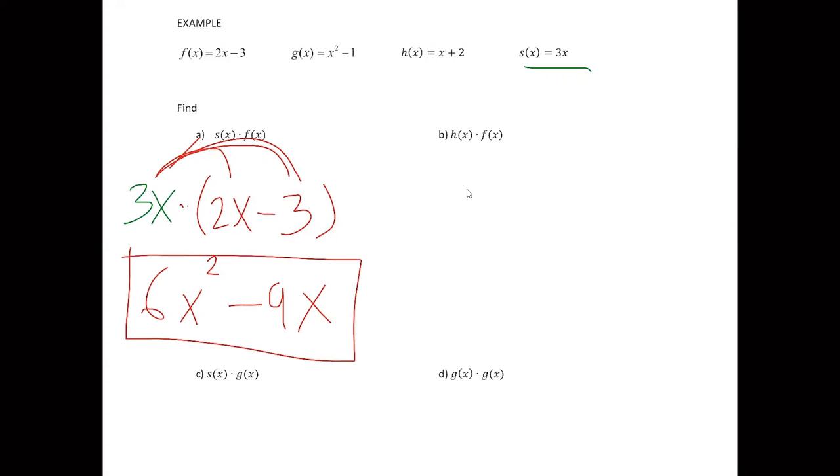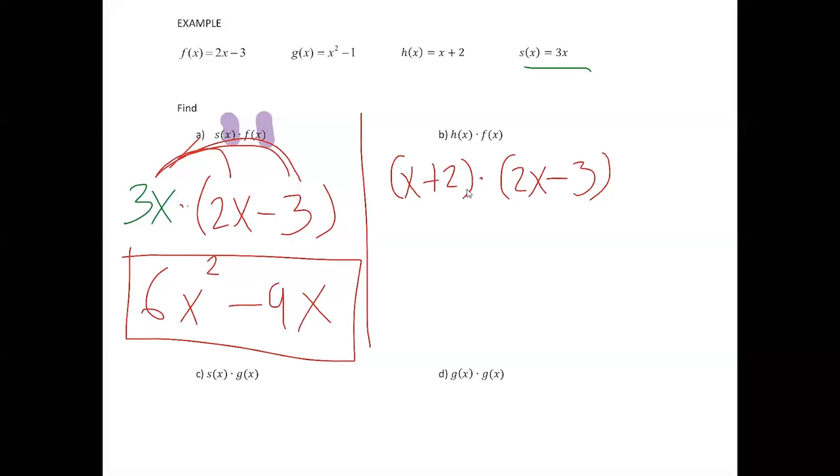So if you're plugging in x's, you're going to get x's in your answer. So this is very different than the front side of this sheet. Let's look at our next one. So h of x, that's a binomial. So we have two parts, so I'm going to put parentheses around it. Times f of x, that's also a binomial, has two parts. So I'm going to put parentheses around it. We've got to multiply these together.